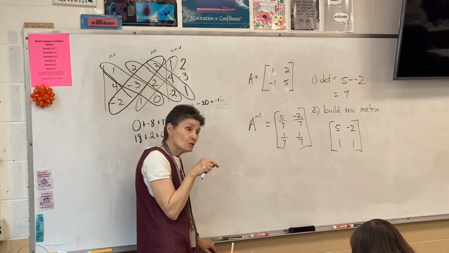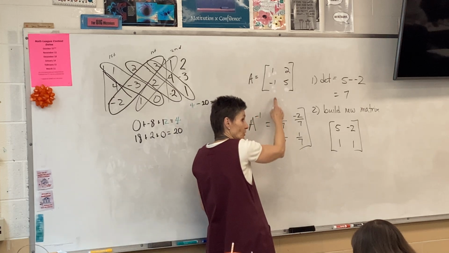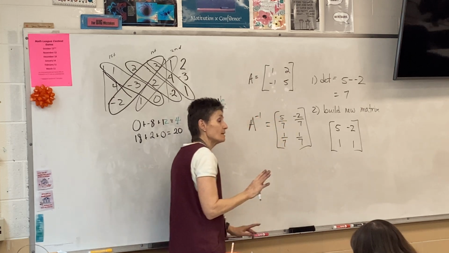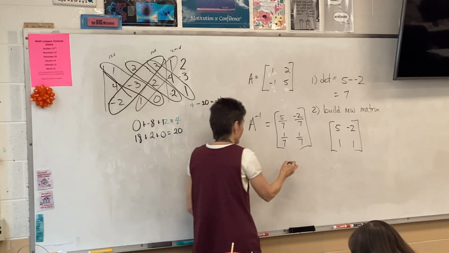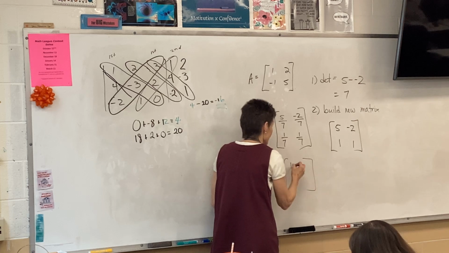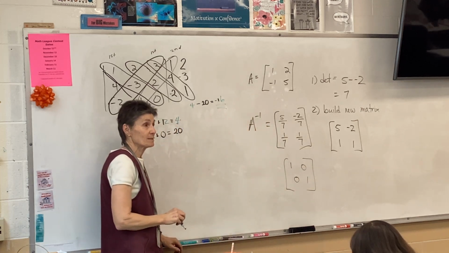If you were to multiply these two together, the original and the inverse, everything would cancel out, and you would be left with what we call the identity matrix. It would look like that if we multiply them together.